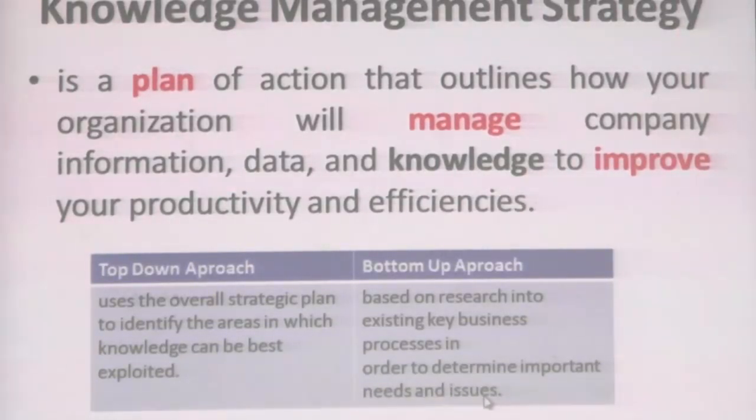At the bottom level there can be so many issues. They are the people who are involved in the real business processes. So from the bottom up, the strategy will be flowing, and also from the top to the bottom, the strategic plan identifies areas where knowledge can flow to the bottom. So it's flowing vice versa: top to bottom, bottom to up.